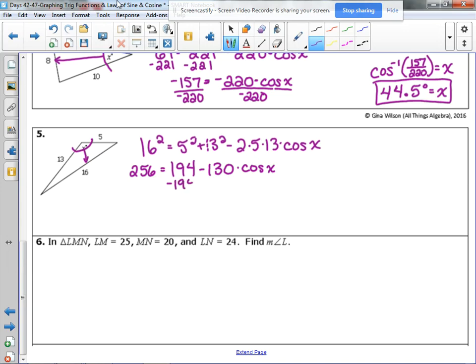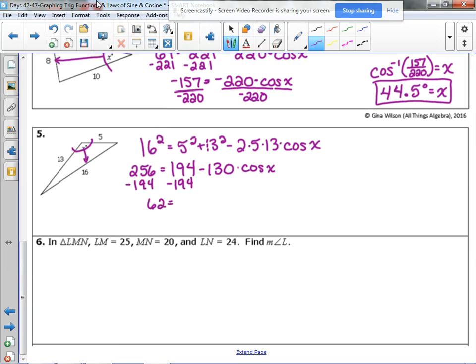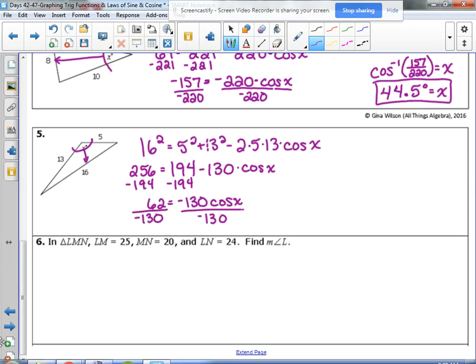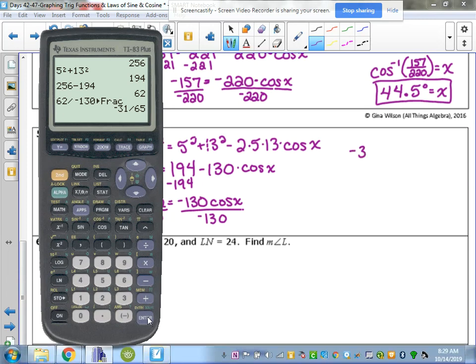So next step, we subtract 194. We get 62 is equal to negative 130 times the cosine of x. Then we divide by the negative 130. So we get negative 31 over 65 is equal to the cosine of x. To solve for our angle, we do the inverse cosine of that ratio.